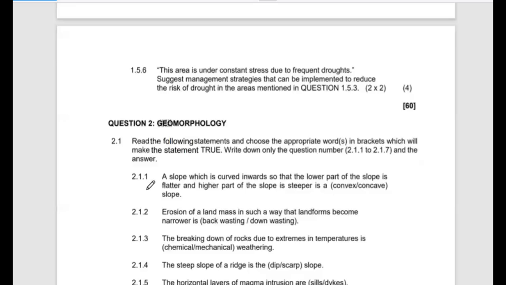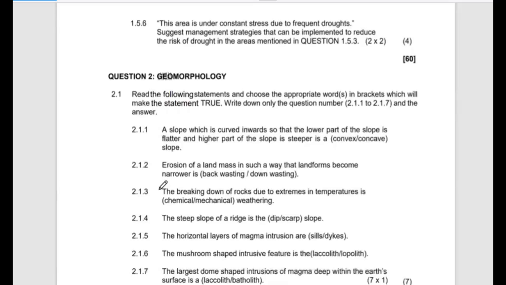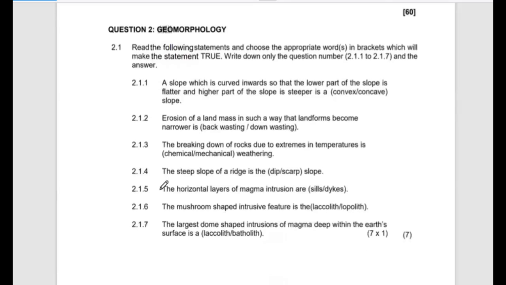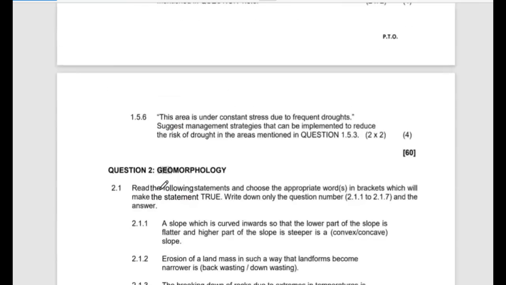So you discuss along those lines, and basically that takes us to the end of our geomorphology question. Then we go to our atmosphere question. We go to the geomorphology question, which is question number 2. Like question number 211, it says a slope which is curved inwards so that the lower part of the slope is flatter and the higher part of the slope is steeper.